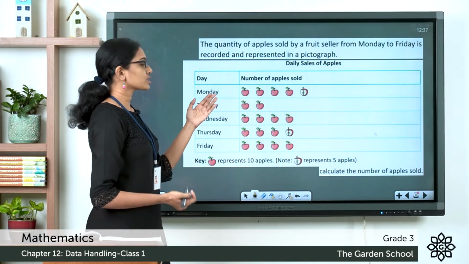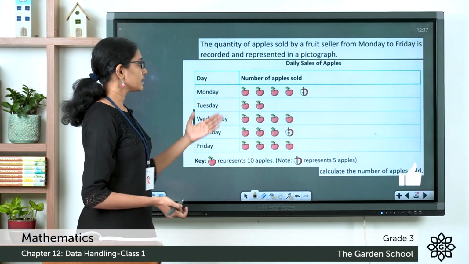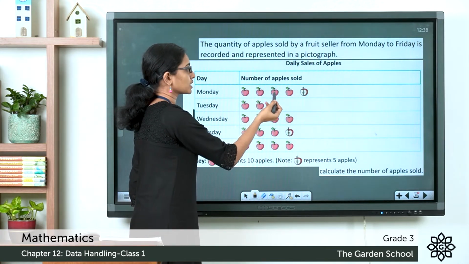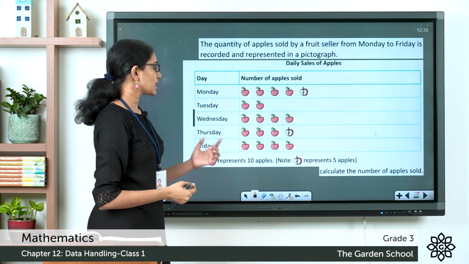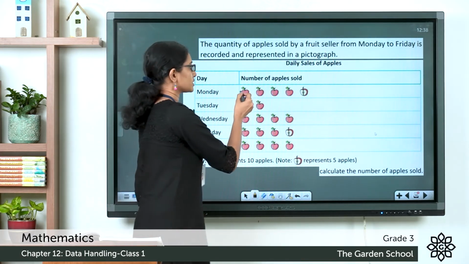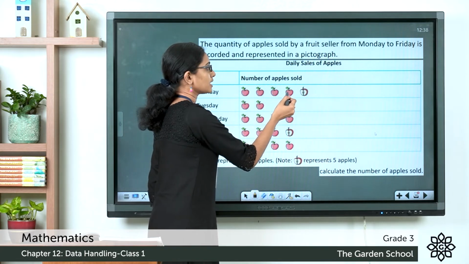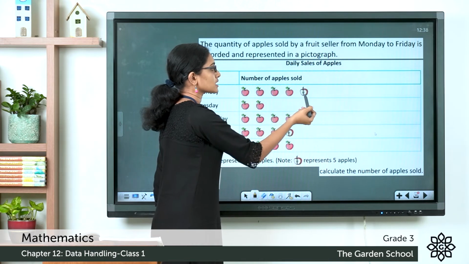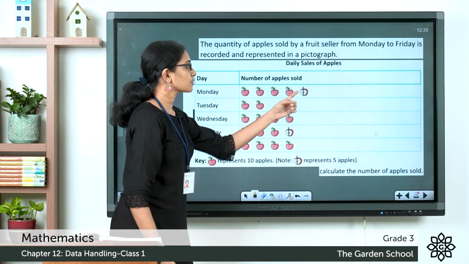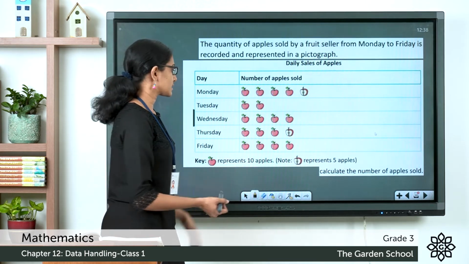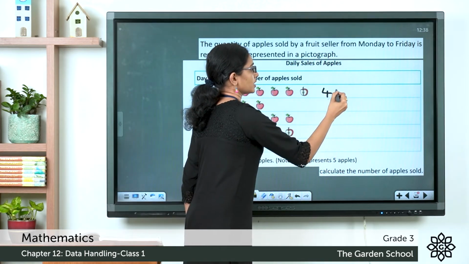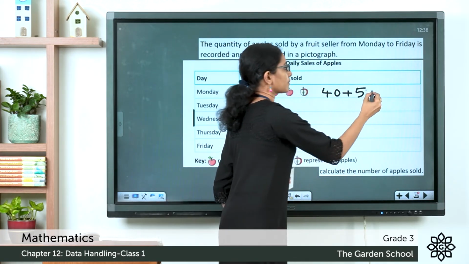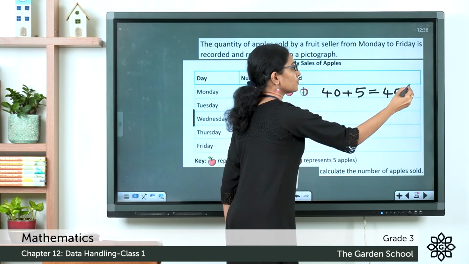So, can you say what is the total number of apples sold on Monday? Here you can see full apples. How many full apples are shown here? 1, 2, 3, 4. And each full apple represents 10 apples. So, 10 plus 10 plus 10 plus 10, plus half an apple represents 5. So, 10 into 4 plus 5. What is 10 into 4? It is equal to 40. Then plus half an apple, which represents 5 apples. So, the total number of apples sold on Monday is equal to 45 apples.